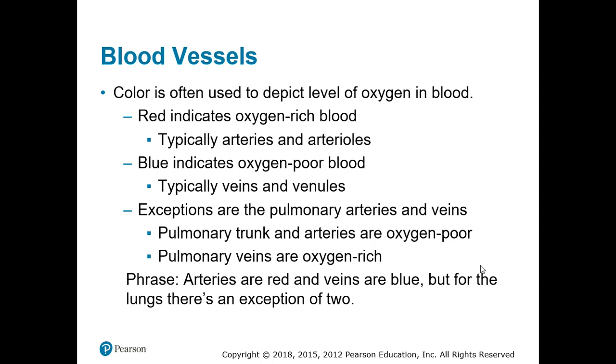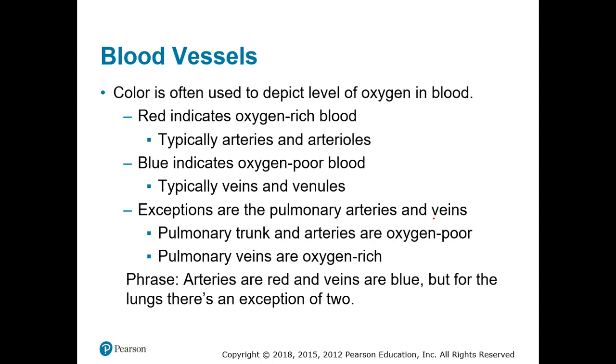There are exceptions, and these exceptions you have actually already learned when you were looking at the heart. The exception is pulmonary arteries and veins. Pulmonary arteries in the pulmonary trunk are actually oxygen poor because they haven't gotten to the lungs yet, where they are going to pick up oxygen. And then the pulmonary veins are oxygen rich because they are bringing that oxygenated blood from the lungs back to the heart. So there's this really cool phrase: arteries are red, veins are blue, but for the lungs, there's an exception, again, which are the pulmonary arteries and veins.